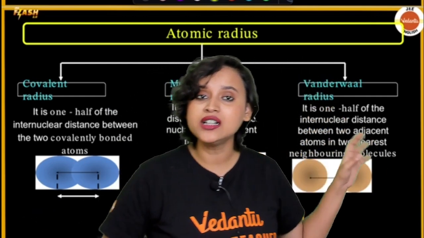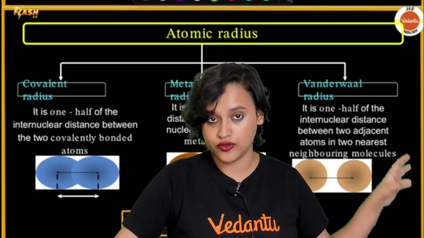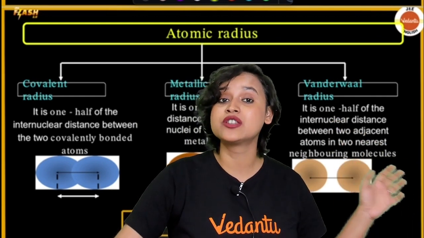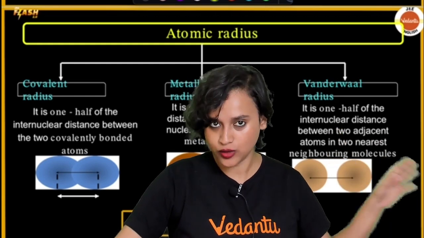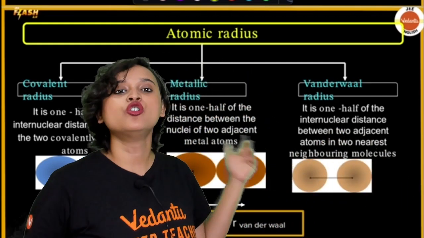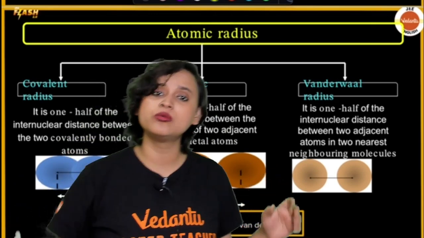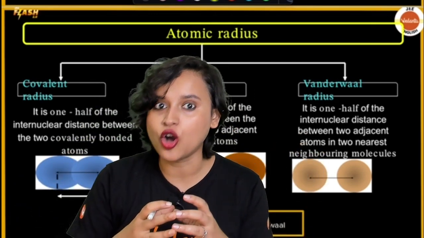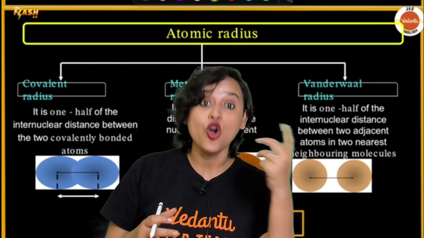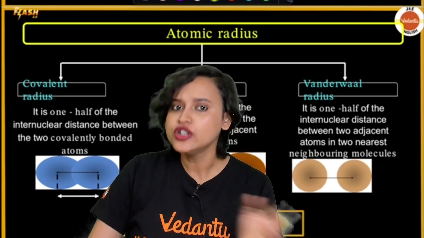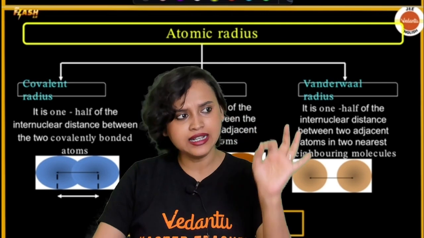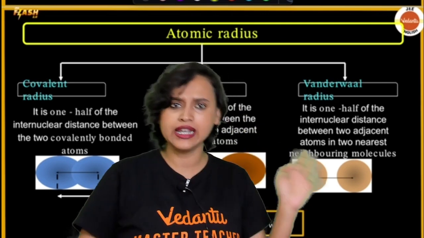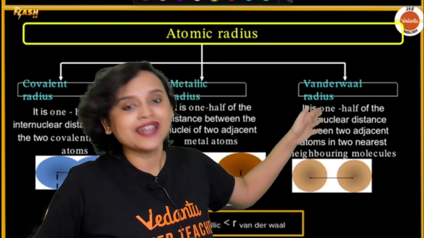Now this van der Waal radius is calculated for those gases or those elements which are not bonded, for example, noble gases. We all know that noble gases are monoatomic, right? They do not exist as diatomic gases like N2, O2, H2. No, they don't exist like that. They are helium He, xenon Xe, radon Rn, right? They exist like this.